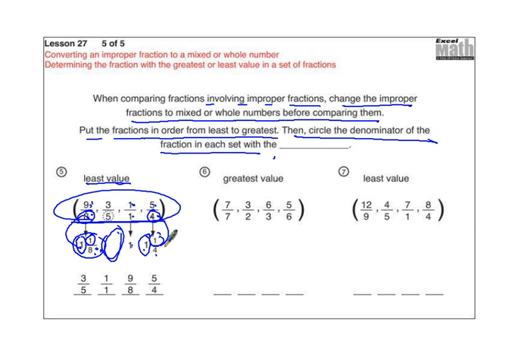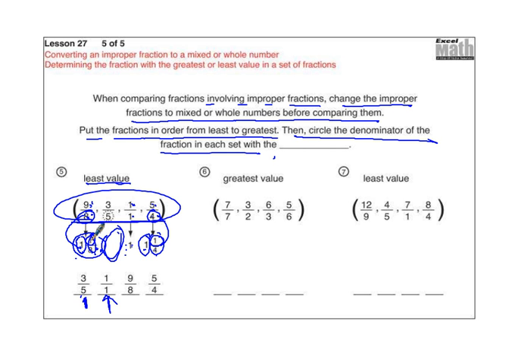Okay, they put the fractions in order from least to greatest. 3/5 is the smallest because it's not even equal to 1. These other three are all equal to 1 or more. So this is the smallest. 1/1 is equal to the next biggest fraction because 1 is smaller than 1 1/8 or 1 1/4. These both have a little extra after the 1.